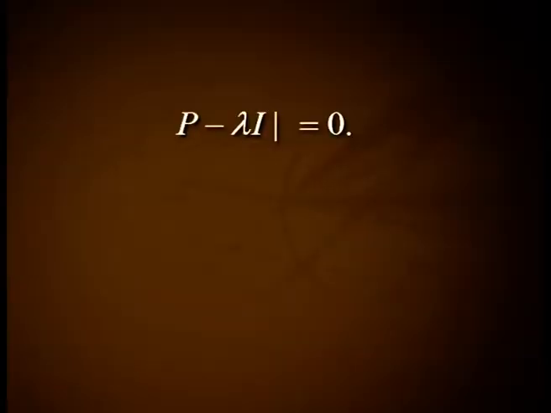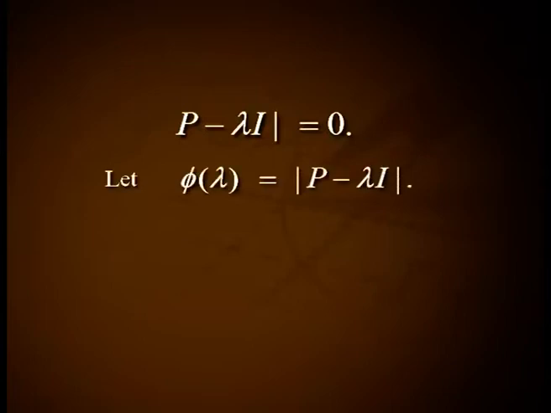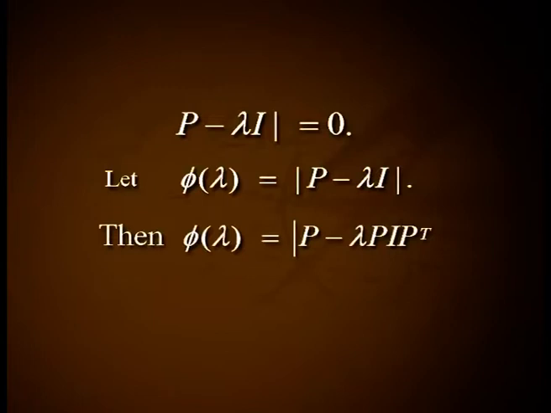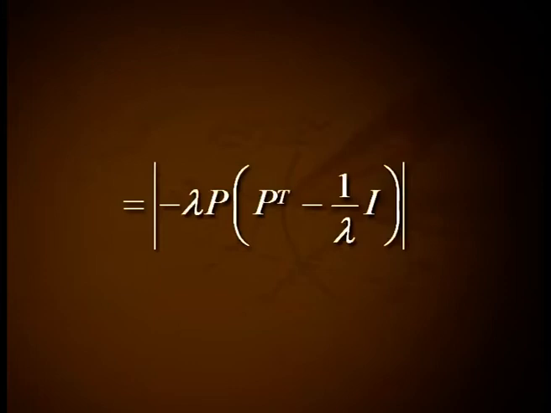Let P be an n square orthogonal matrix, then the characteristic equation associated with P is determinant of P minus lambda into I equal to 0. That is, phi of lambda is equal to determinant of P minus lambda into I. Then phi of lambda is equal to determinant of P minus lambda into P I P transpose, since P into P transpose equal to I, which is equal to determinant of minus lambda into P transpose minus 1 by lambda into I, which is equal to plus or minus lambda raised to n into determinant of P transpose minus 1 by lambda into I.